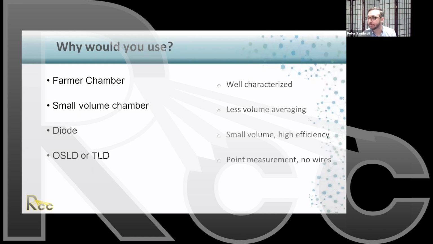Point measurement. No wires. You don't have to worry about anything. You just put them down in a place. And then film or gel. Why would you use a film or a gel? 3D, end-to-end, spatial. Yeah, you can characterize gradients. This is the one where you can really dial in. And people do also use film for electron PDDs a lot. They're a good one. You just have to set it up right.